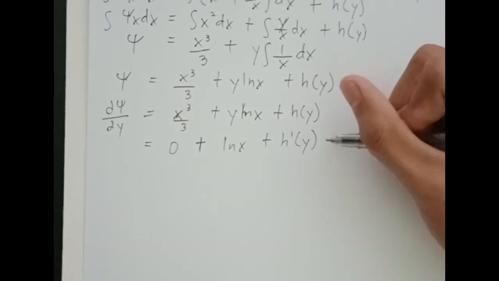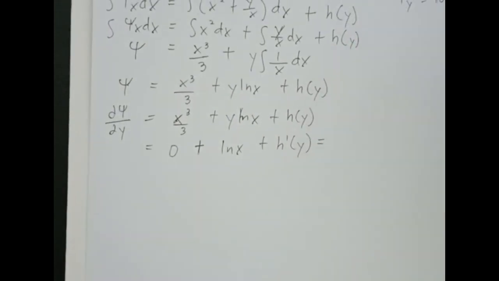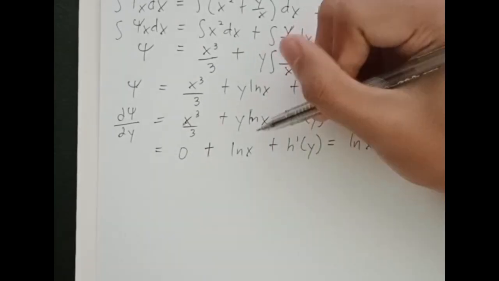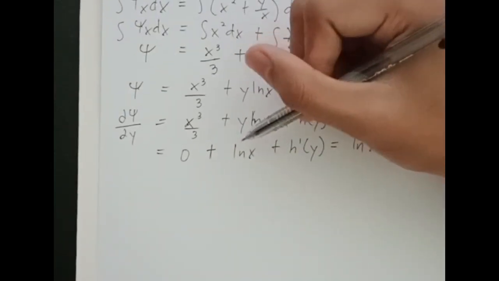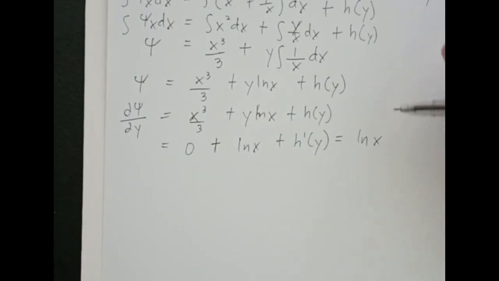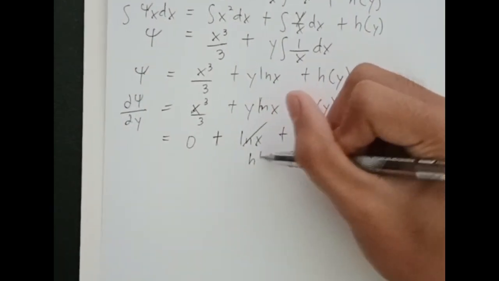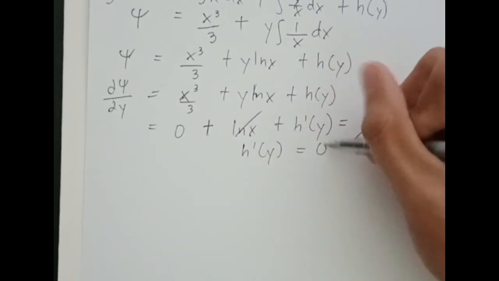Now we will equate this to the N value of the original equation. So that is ln of x. As you can see here, guys, if we transpose ln of x to the right side of the equation, we will cancel this ln of x here, so that our h prime of y will be equal to 0.